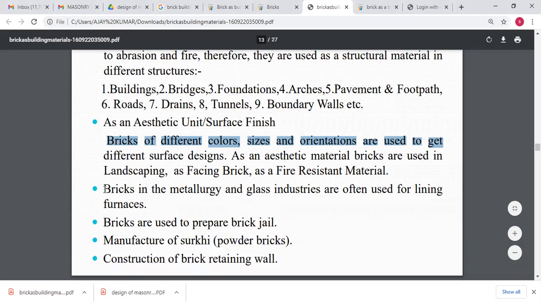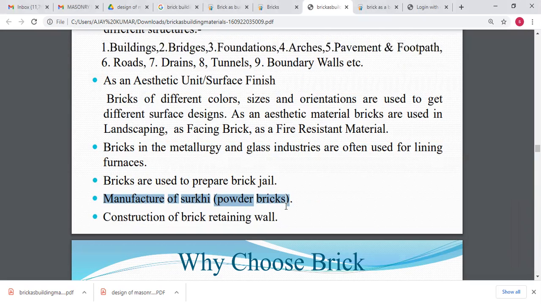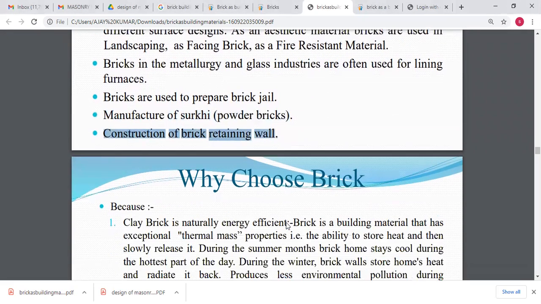Next, bricks in metallurgy and the glass industries are often used for lining the furnaces. So for lining furnaces, bricks are essential, and bricks are also used to prepare brick powder. Next, manufacture of surki. In the manufacture of surki, powder is required. That powder is obtained from the surki bricks. Next, construction of brick retaining walls.